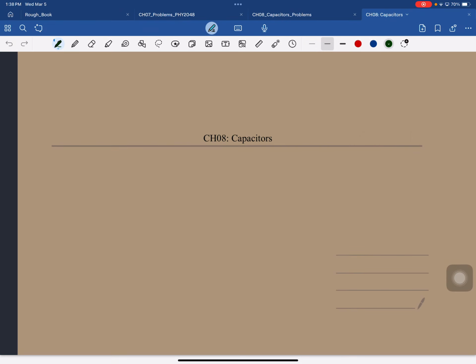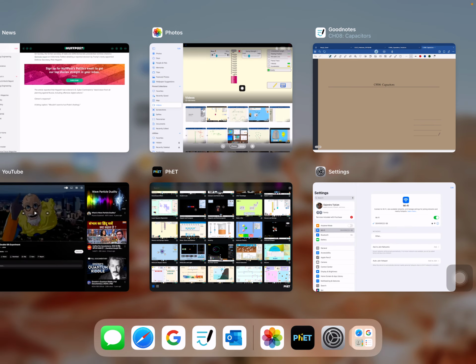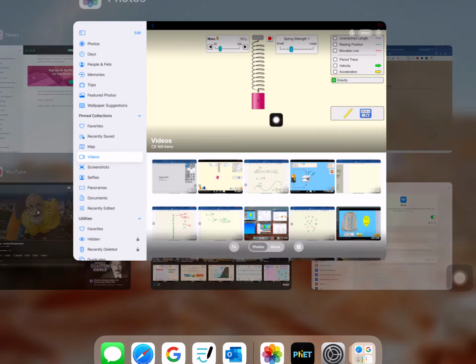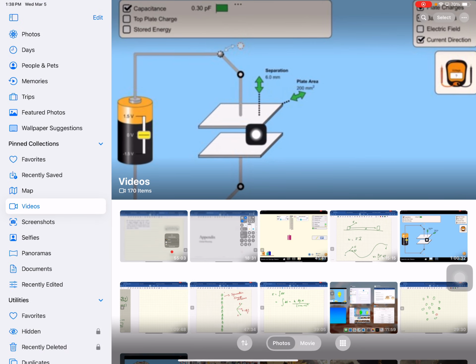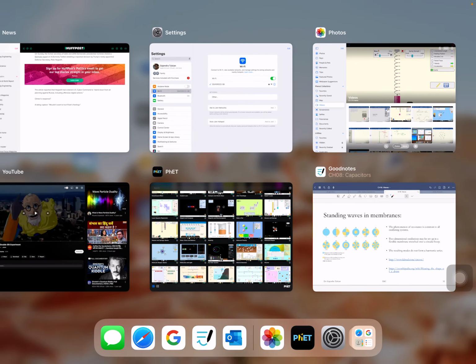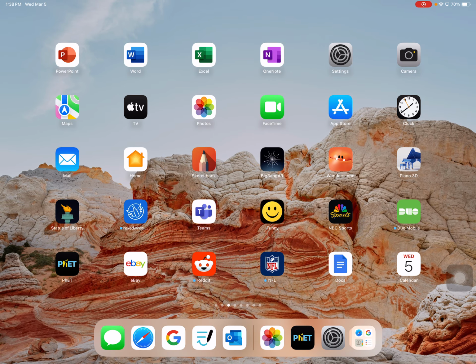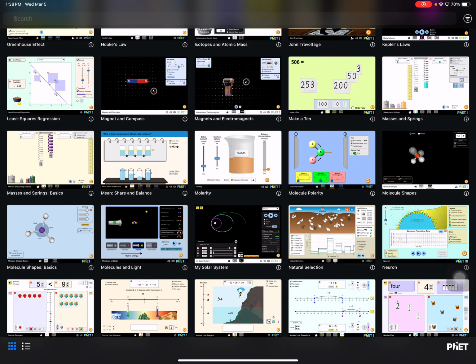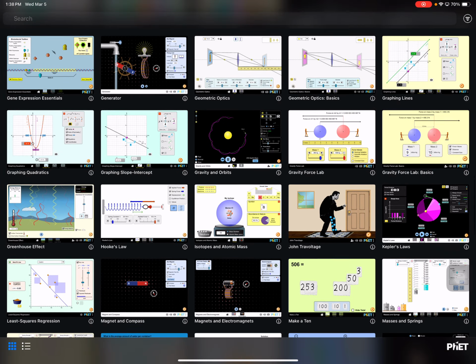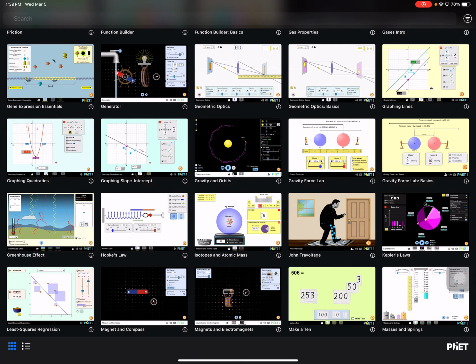Okay, so we'll do capacitors in this chapter, and we have about 40 minutes, and I'm going to finish the lecture. Okay, so I might go a little fast. So we've talked about capacitors before. So let me start off by showing you a simulation.